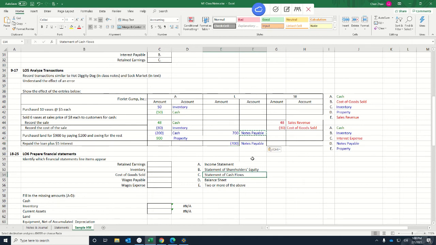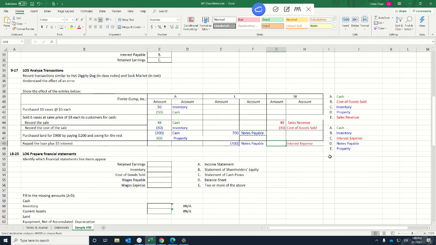And then what about the $5? What is the $5? Interest expense, right? And where do we put interest expense? Shareholders' equity, right? Shareholders' equity, interest expense. And do we do a plus or minus? Think about it. Do we do a plus or minus $5? Think about what is the impact on shareholders' equity, not interest expense itself.